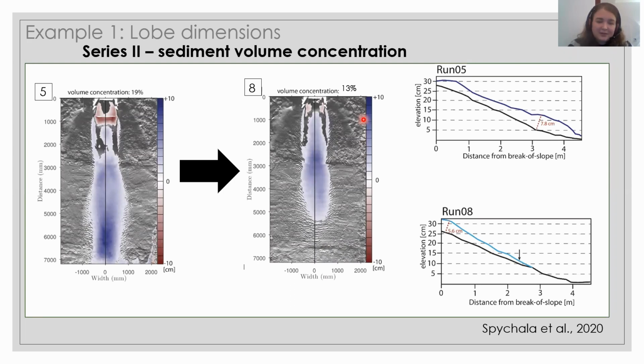When we changed the volume concentration, we always had quite elongated runs. What changed was the length overall, but also the cross-section of these deposits. You can see in run 5, first of all, we have a very flat deposit that thickens very much to the end. Whereas in run 8, we have more of a wedge-shaped deposit. And run 8 is an example for lower volume concentration.